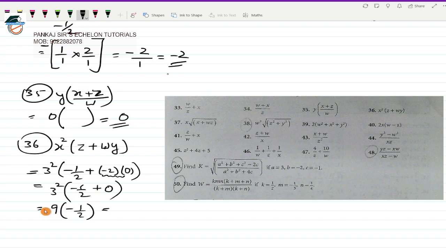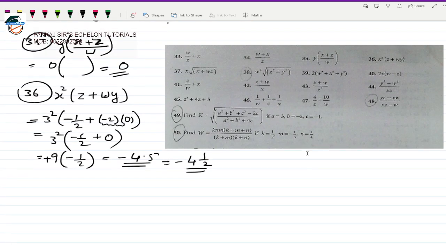So ultimately your answer is 9 into -1/2. Plus into minus is minus, and 9 upon 2 will be 4.5. So the answer can be written as minus 4.5. So for the 36th question, the answer is minus 4.5, and that's correct. This way also you can write it. Okay, next is 37.